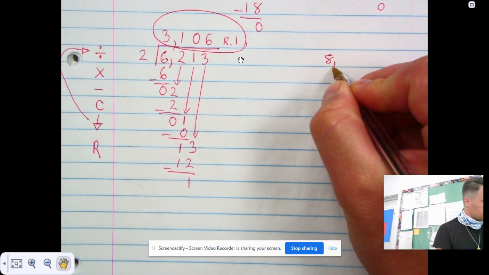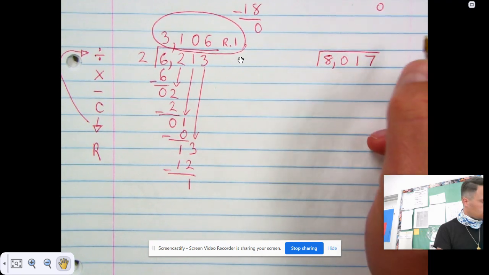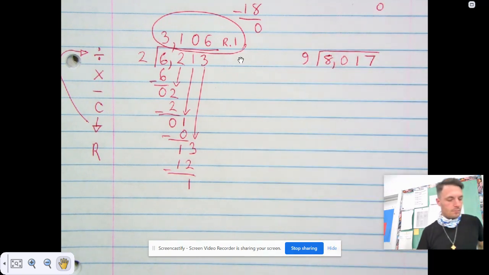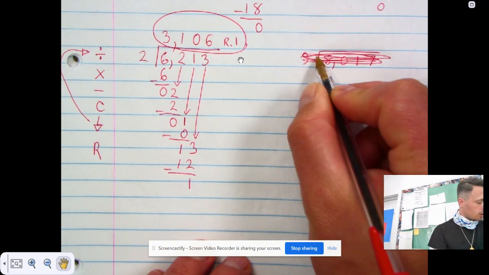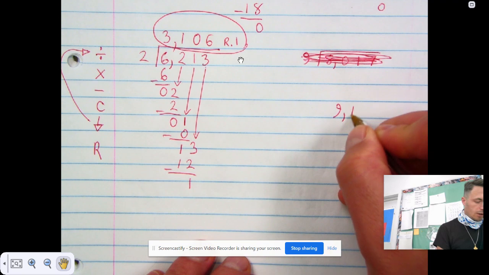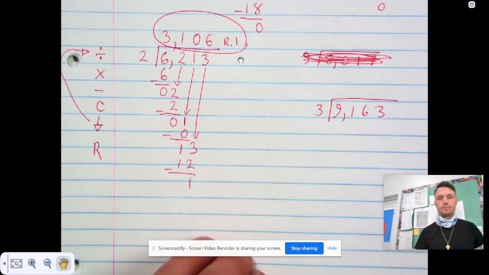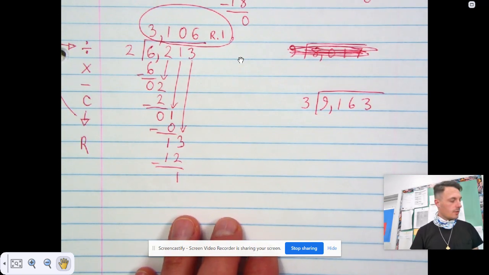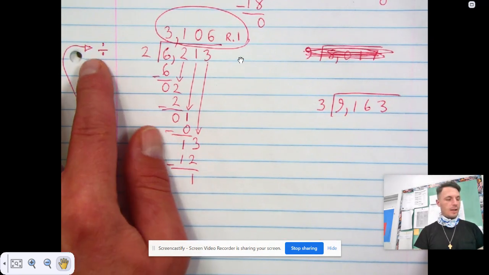Let's do 8,017 divided by 9. Oh, actually, no, let's not do that example because we haven't done the lesson place the first digit yet. Let's do 9,163 divided by 3. Okay, 9,163 divided by 3. So we start by dividing.